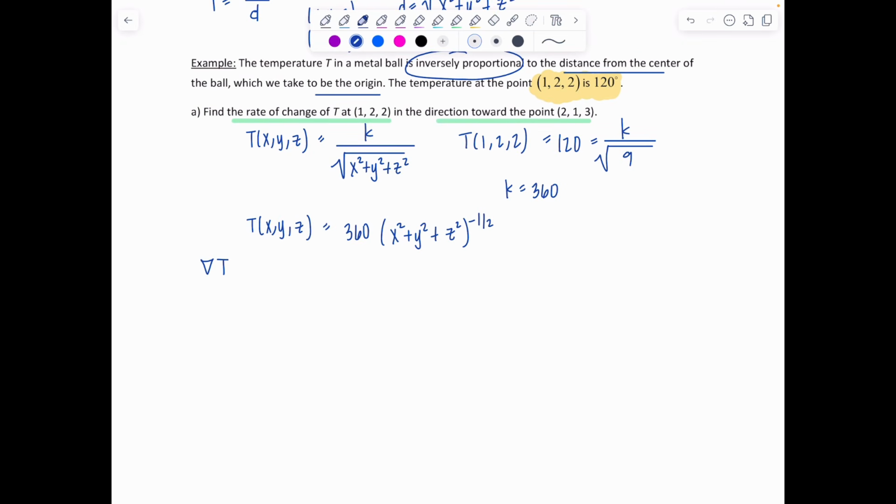So gradient of T is going to be, now I could go component by component, but maybe you're noticing something. When you take the derivative here, we're going to have to use the chain rule. Please bear with, it's trash day. Hold on.